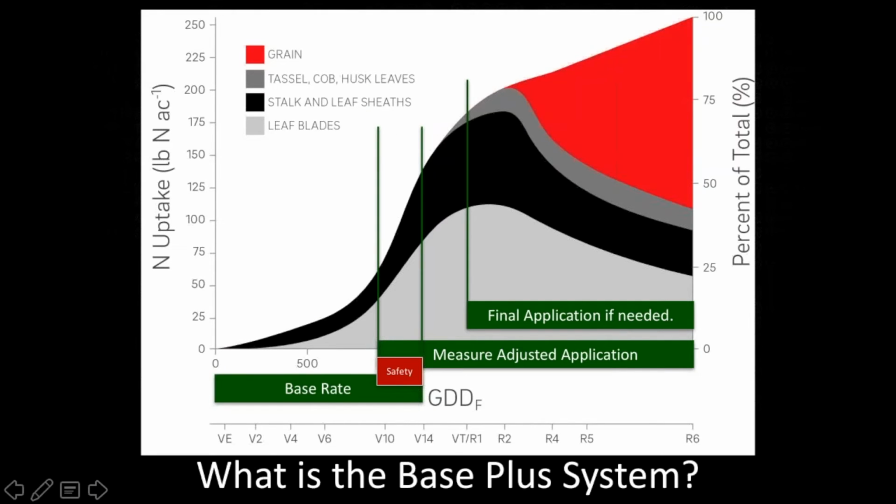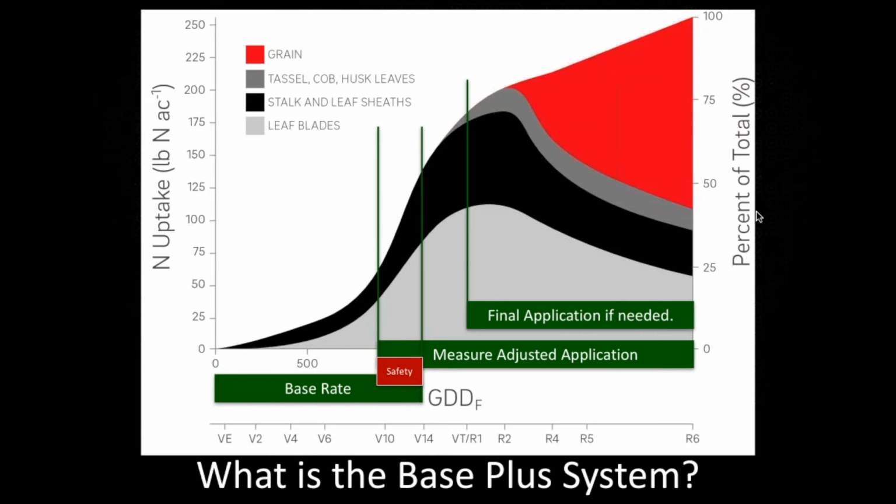The point is to make sure that we've got enough to get us to that safety margin before we can get in to start with our second and perhaps third application. And in some cases, there are guys that do more than that depending on the logistics of their operation. If you look over on the right-hand side, that's the percent uptake. If you go to V10 and draw out to the right, at V10 that corn plant has only taken up about 25% of its total nitrogen. Once it hits that, we're hitting the rapid uptake phase. We're talking 7 to 10 pounds of uptake per day. So we want to make sure we've got it there.